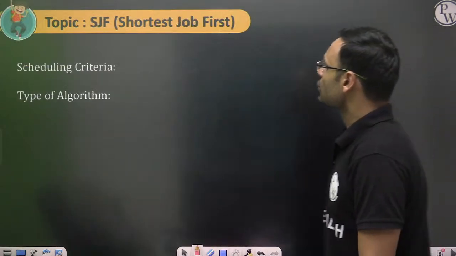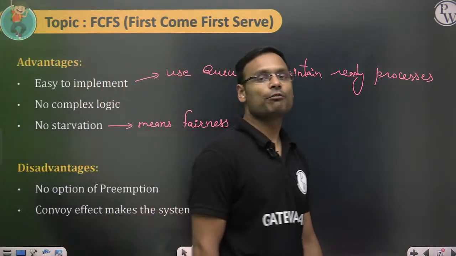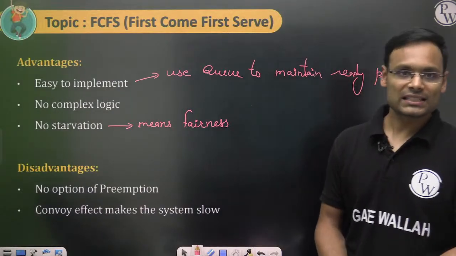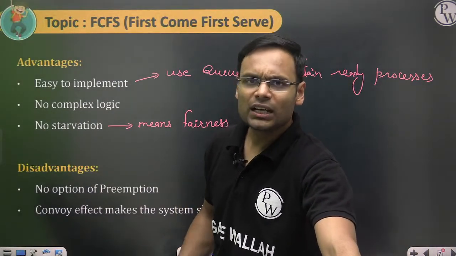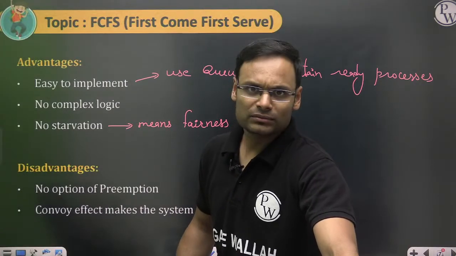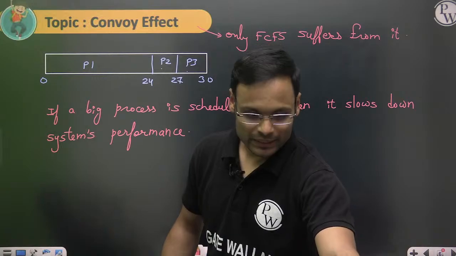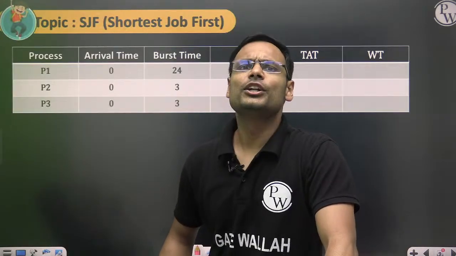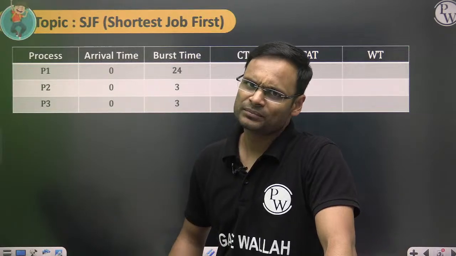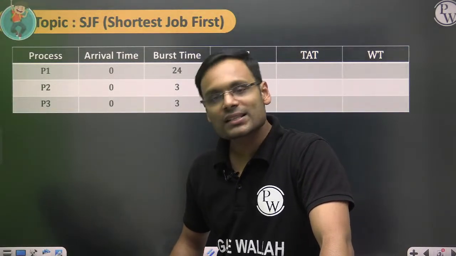Okay, next is shortest job first. To solve the convoy effect problem, SJF was introduced. SJF says that if you are scheduling a very big process in the first place, because of that the system is becoming slow, okay, let's schedule the small process first.